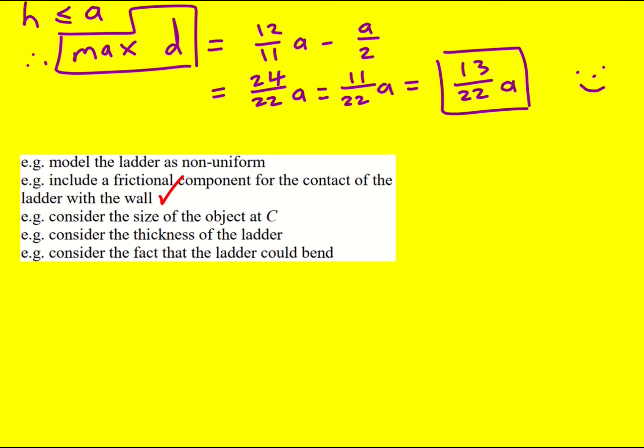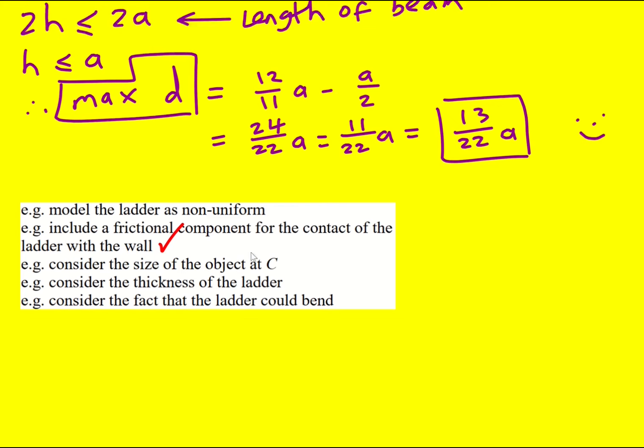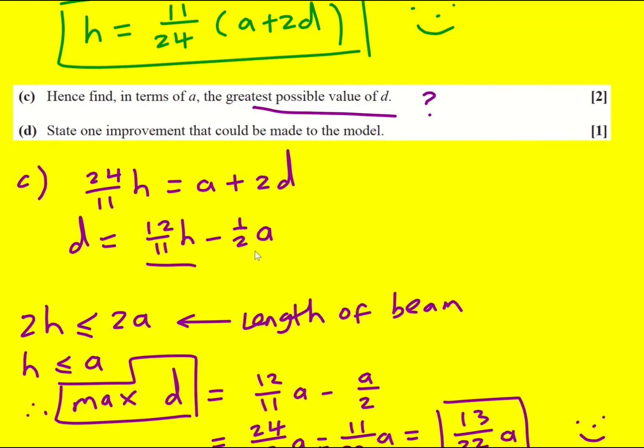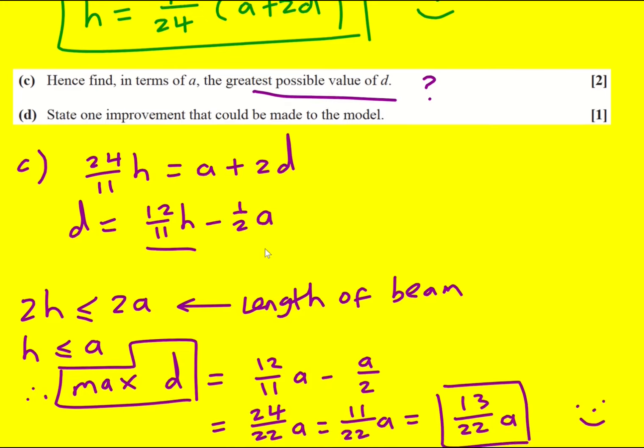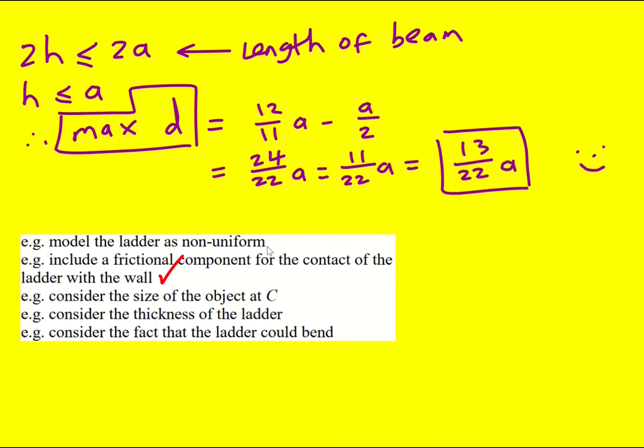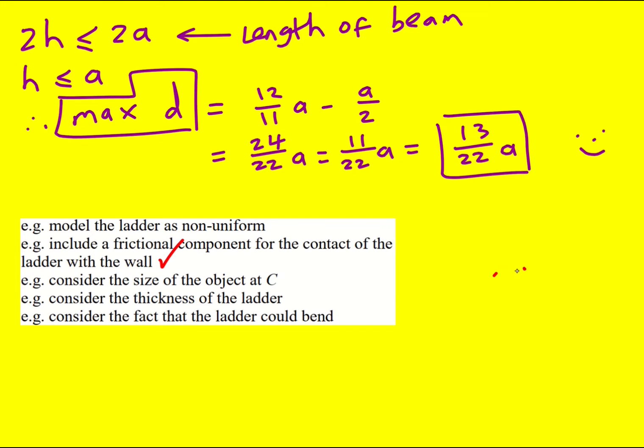What was not allowed was removing friction from the ground. Actually, that would make the model worse. Or using a more accurate value for gravity. Actually, G cancelled out in our equation. It didn't come into it. Good question, I think. Tough, but good.